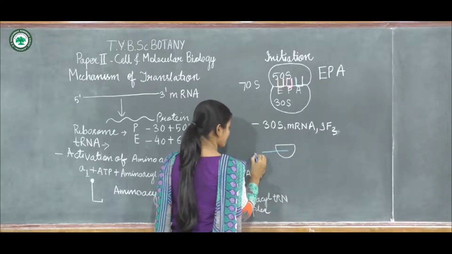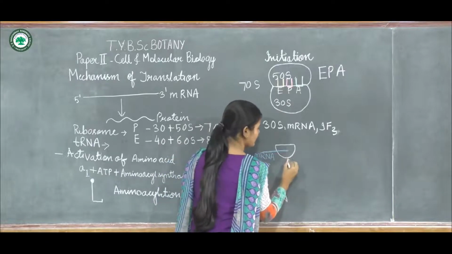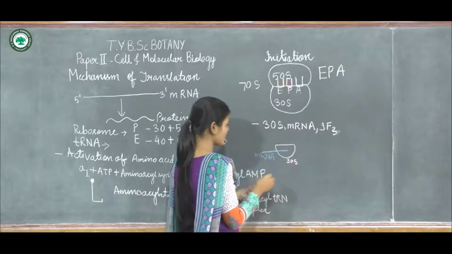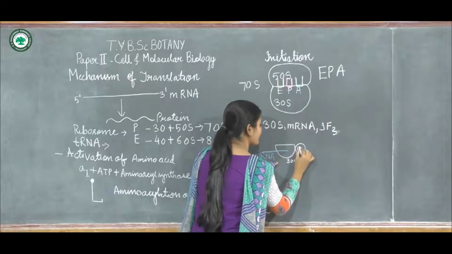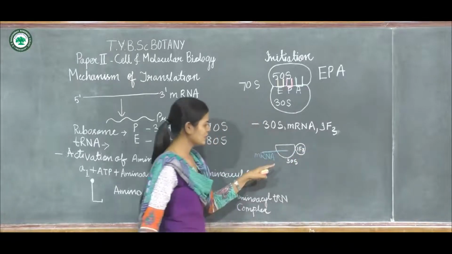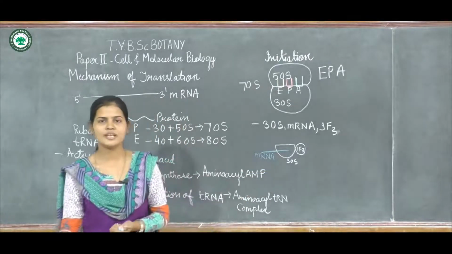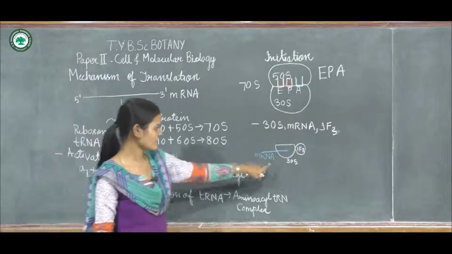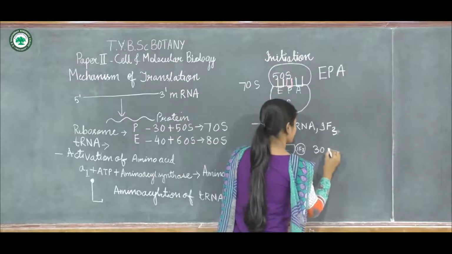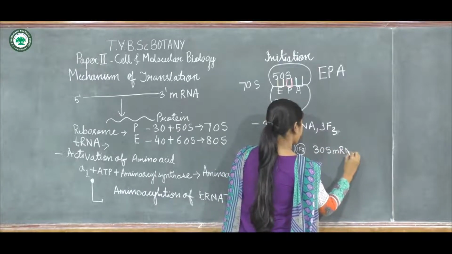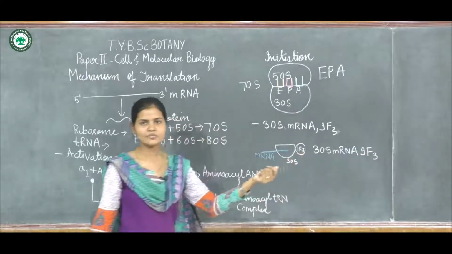Now this is mRNA, this is the 30S subunit, and to this one initiation factor will be binding, that is initiation factor 3. Now this is the first complex which is forming. This complex is called the 30S mRNA IF3 complex.